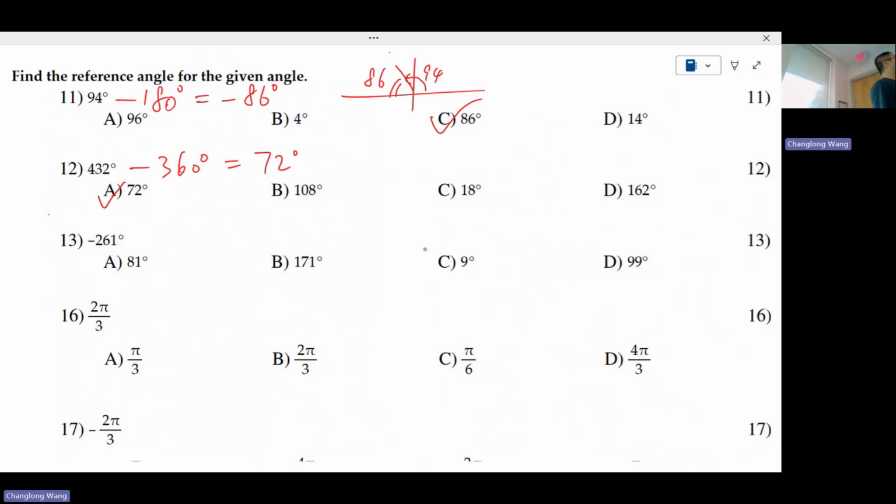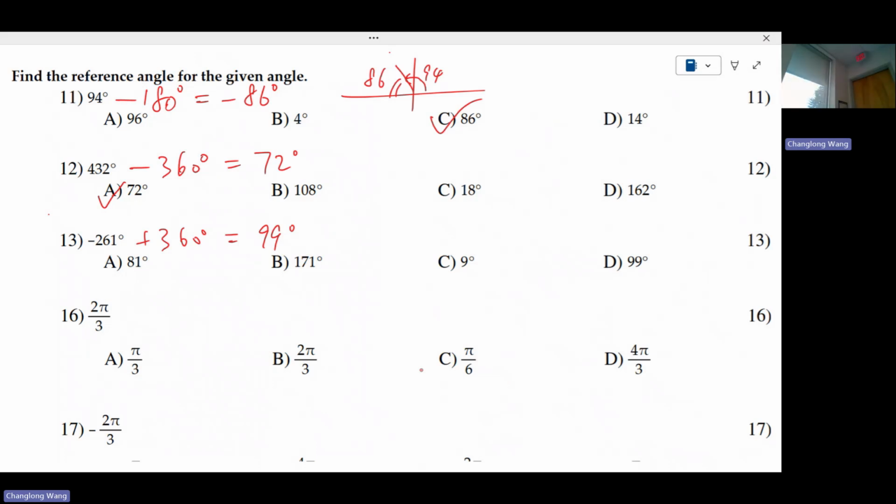Now, 13, what if the angle is negative? Try not to think about the reference angle right away. Just play the safe move by adding 360 to make it positive first. So that's going to get you 99. Okay, so now you see that it's just like 11. You had 84, now it's 99.